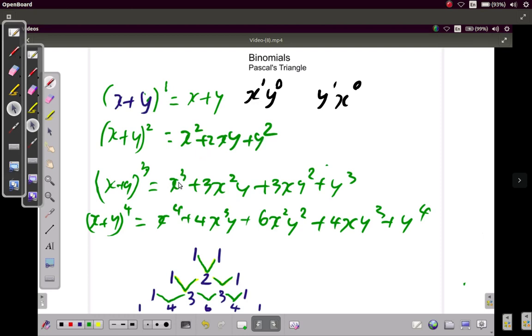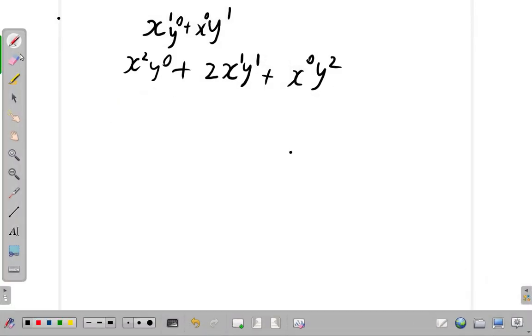Alright, let's go to the third line. It's x cubed, but we want the y to be shown too. So what we would do is write y to the 0. x cubed means x cubed times 1, which is x cubed y to the 0. So that's what we're going to write. So it's x cubed y to the 0. You see that?